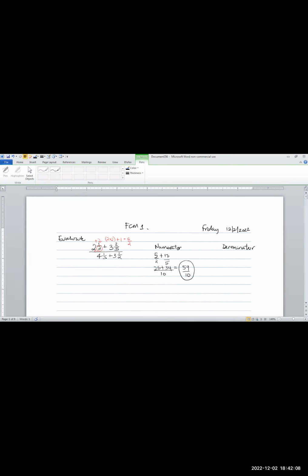What is 4 times 3? Yes, sir. 4 times 3 is 12, plus 1 is 13. So this is going to be 13 over 3. And 3 times 2 is 6, and 1 is 7. So that's going to be 7 over 2.